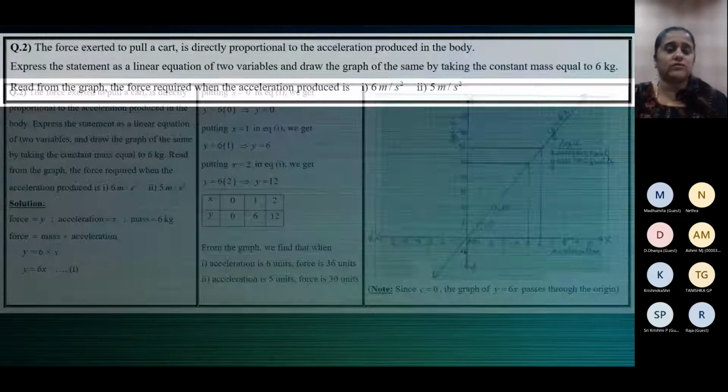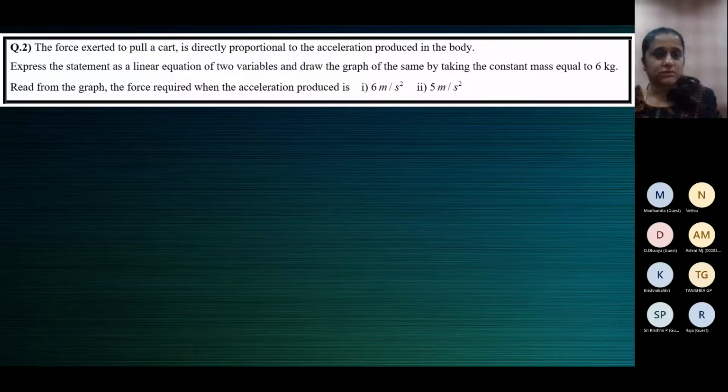Write down this question, all of you. This question is also in your NCERT. It's an example question in the NCERT.